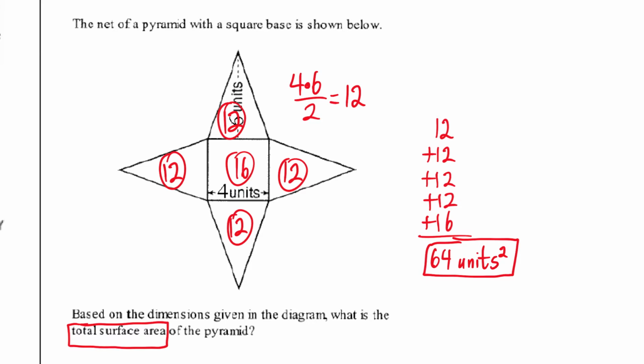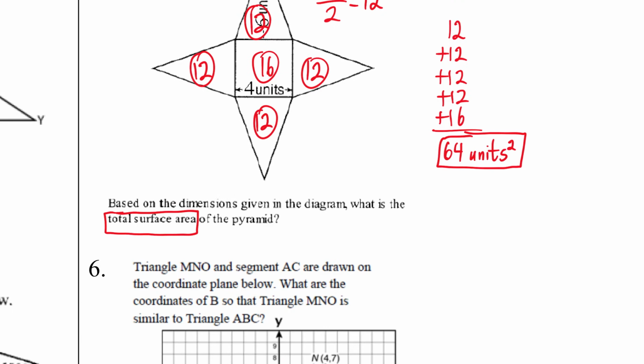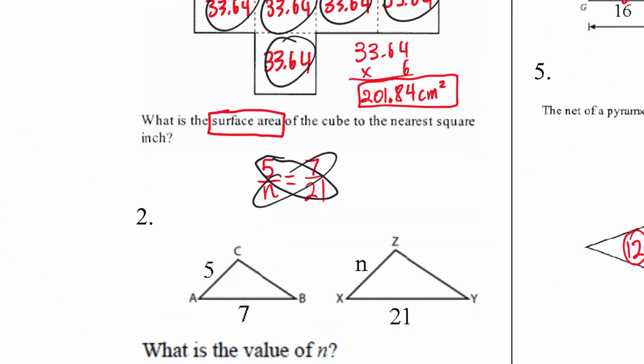It gives you 64 square units. Okay, just skip 6. Skip 6 down there. Don't worry about doing that one at all. Back now, let's go ahead and run through this real quick. We already got the answer to number 1.